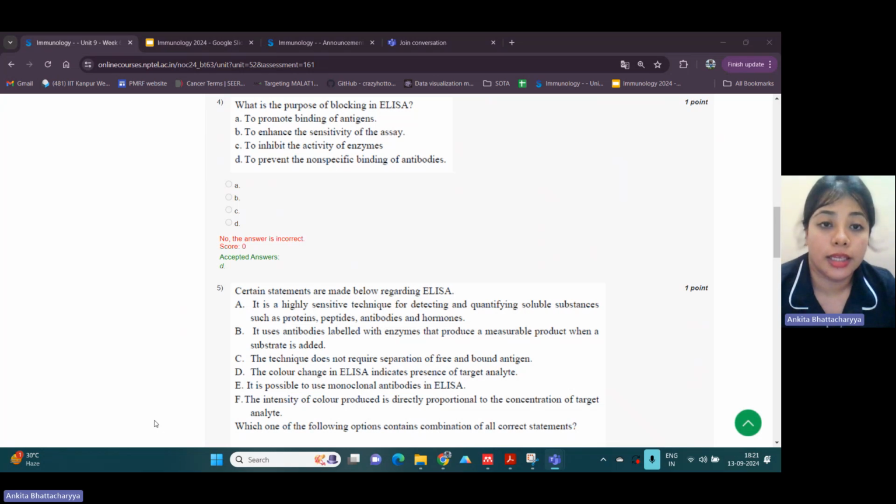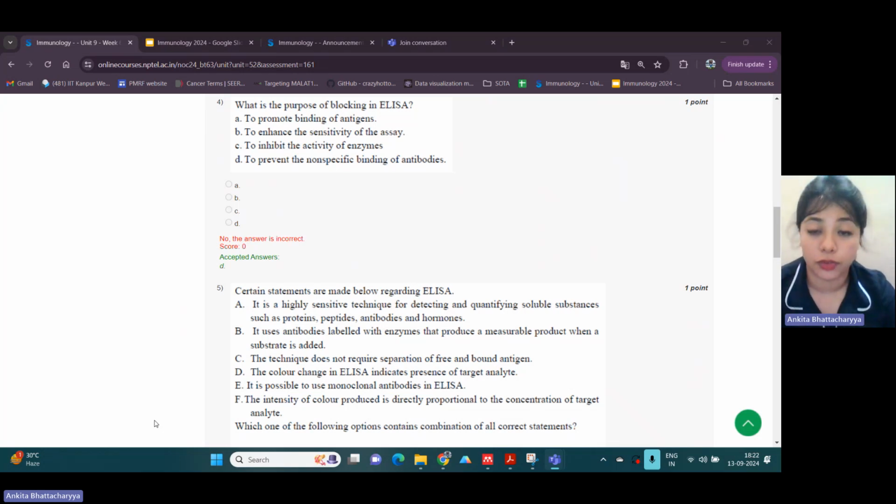So the question is asking about the reason why you need to perform blocking in ELISA. Option A is to promote binding of antigens, B, to enhance the sensitivity of the assay, C, to inhibit the activity of enzymes, or D, to prevent the non-specific binding of antibodies. So that is option D, that is prevention of the non-specific antibody binding.